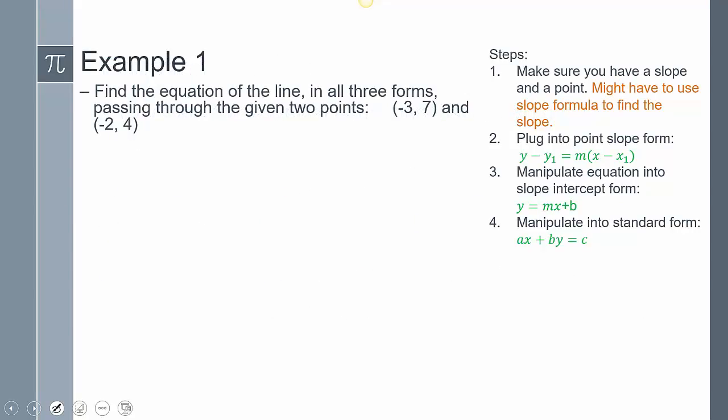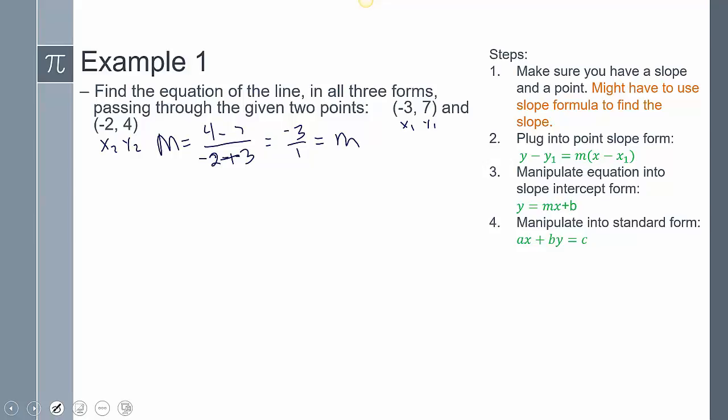So our first example here, it says find the equation of the line in all three forms passing through the given two points, (-3, 7) and (-2, 4). The first thing we need to do is find that slope. My m is going to equal, I can say this is x1, y1, this is x2, y2, so y2 minus y1 over x2 minus x1. This is going to give me -3 over 1, so that's going to be my m. -3 over 1 is just -3.